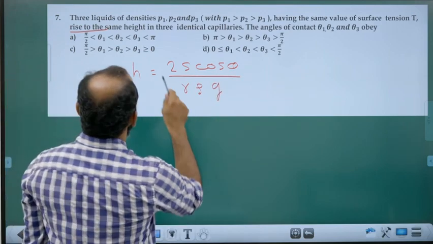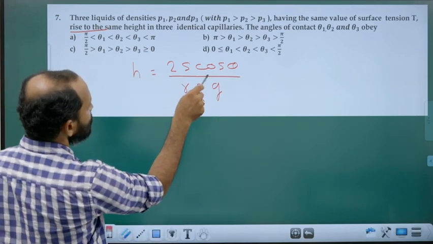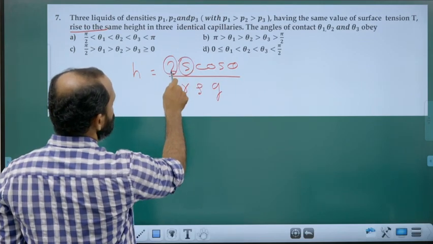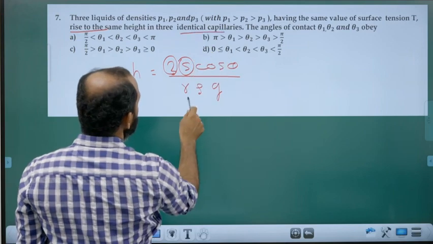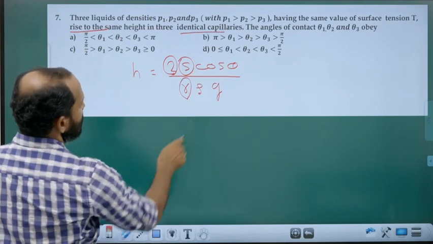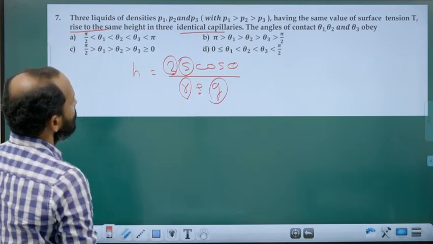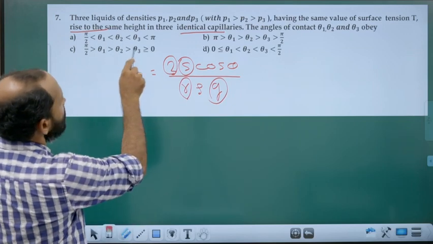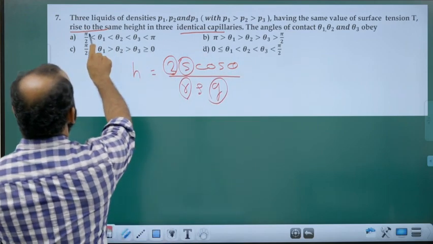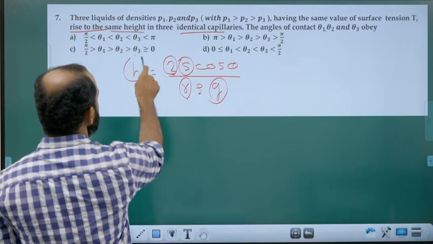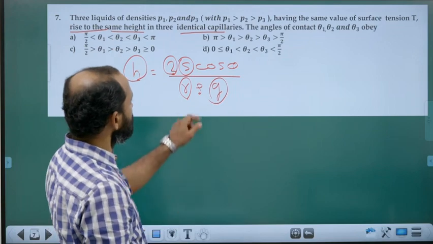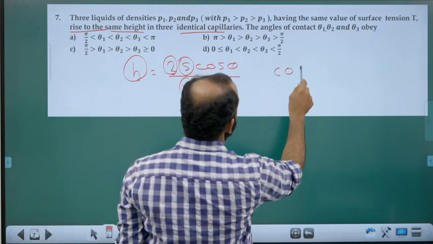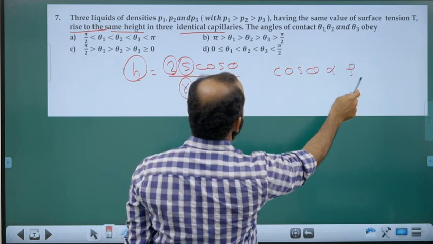Here, three liquids of different densities have the same values of surface tension. So S remains constant, 2 is constant, identical capillary means r is constant, and g is again constant. Liquids having the same values rise to the same height, so height is also constant. So what are the variables? Density is variable, and that is why the angle of contact is variable. It is clear that cos theta is proportional to density.